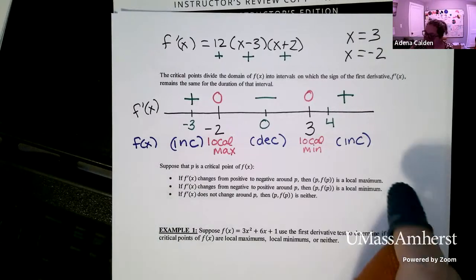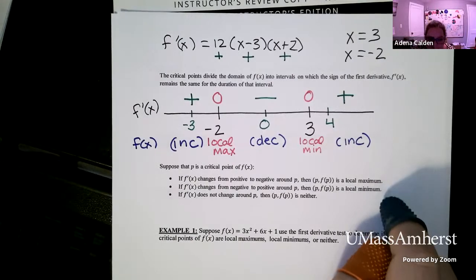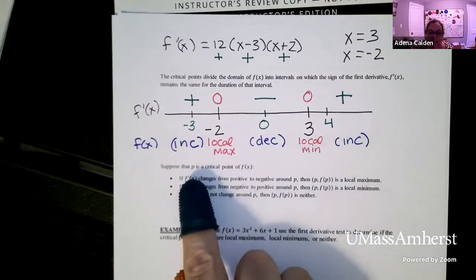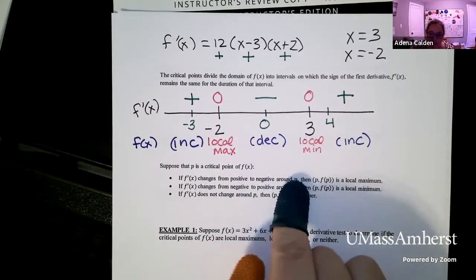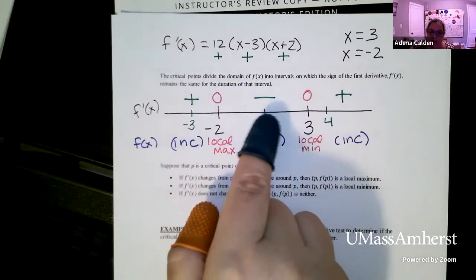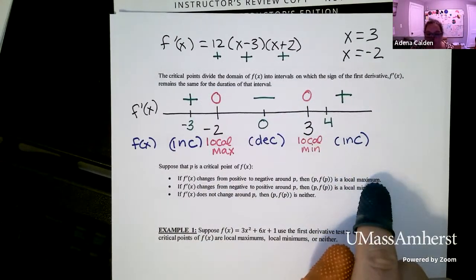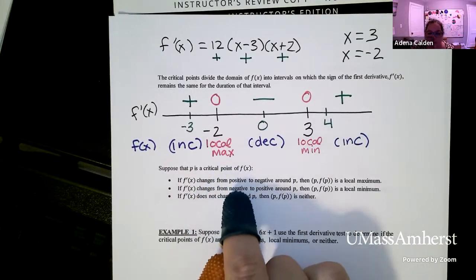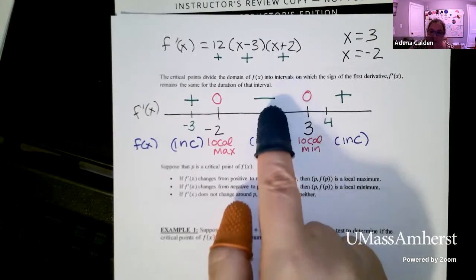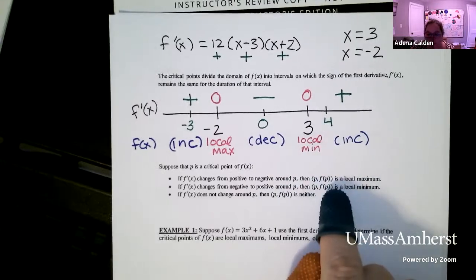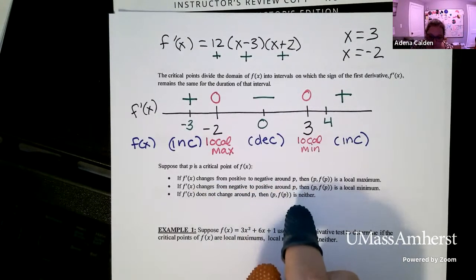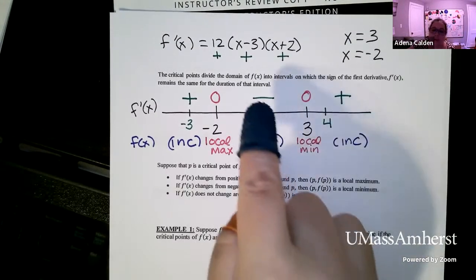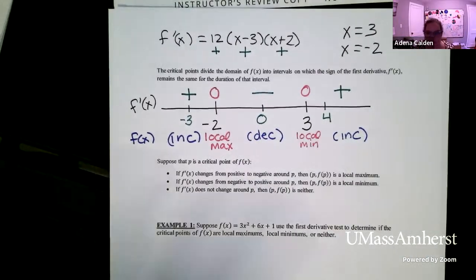So the second set of rules that we get, so classifying critical points here, we have if the derivative changes from positive to negative around P, so P is your critical point, so positive to negative, then that point is a local maximum. If the derivative changes from negative to positive around P, so negative to positive, then that creates a local minimum. And if the sign does not change around P, then it is neither. So if we had like positive, positive, then that critical point is not a local max or a local min.